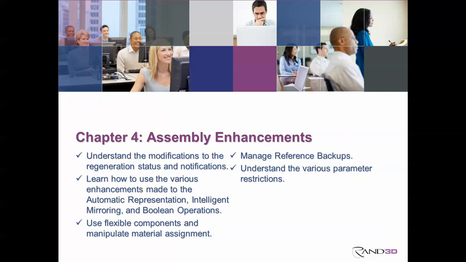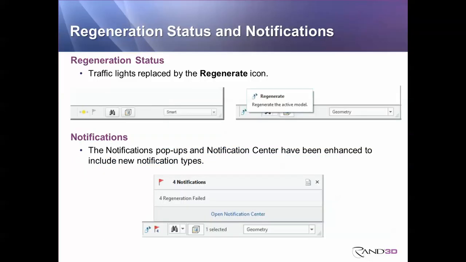Enhancements to the assembly environment. There's a few. We start off by mentioning that the traffic light that represented the Regeneration Manager from the past, that's missing. You can see an image example of the old version Regeneration status tool from legacy versions of the software. But now you have a regenerate icon that shows in its place, which makes more sense.